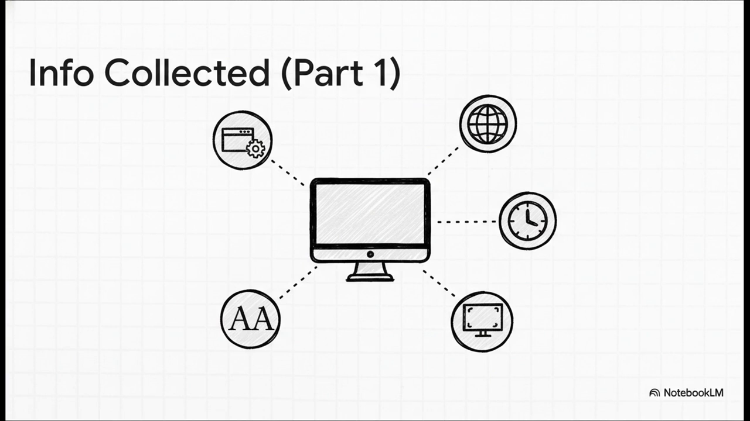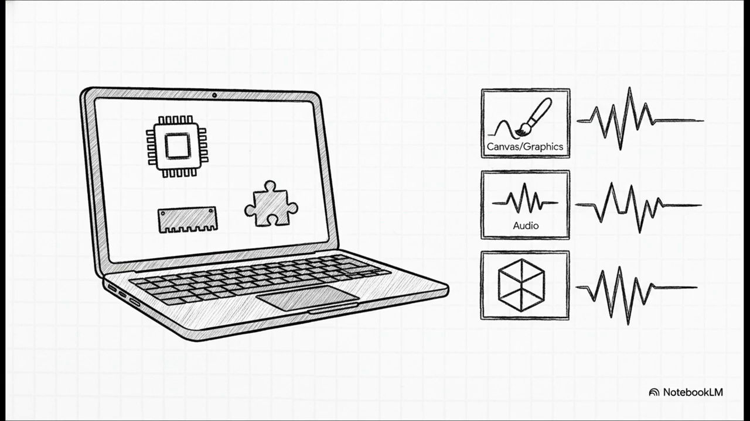So what kind of information are we really talking about here? Well, it starts with the basics, your browser type and your operating system, what language you use, your time zone, but then it gets way more specific, like the exact resolution of your screen, and even a complete list of every single font you have installed on your computer. And believe me, it goes even deeper than that.